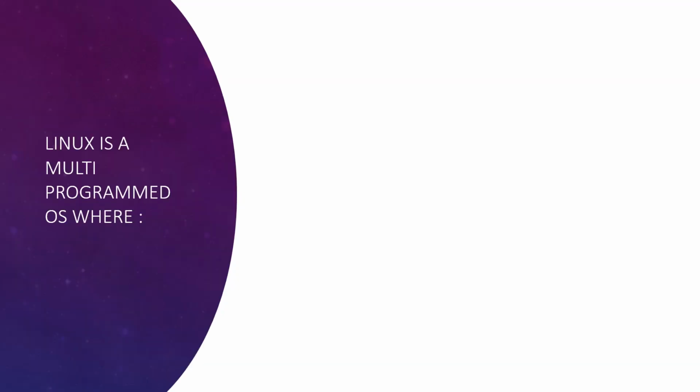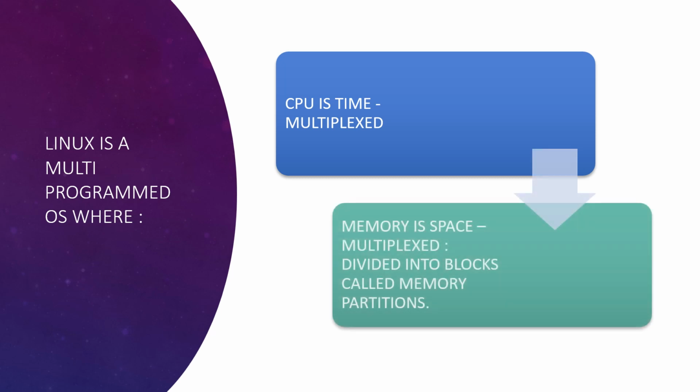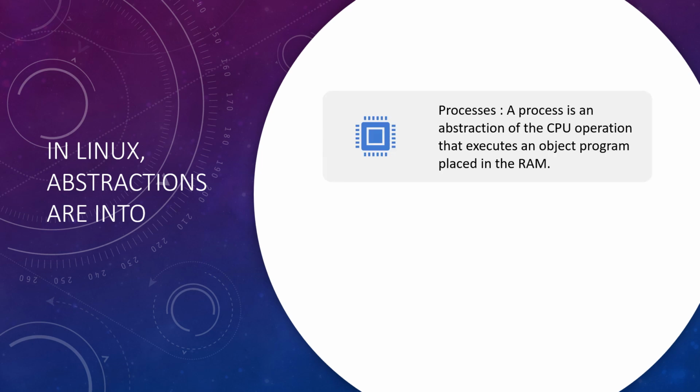Linux is a multi-programmed operating system where CPU is time multiplexed and memory is space multiplexed, which is divided into blocks called memory partitions. In Linux, abstractions are into processes. A process is an abstraction of the CPU operation that executes an object program placed in the RAM.